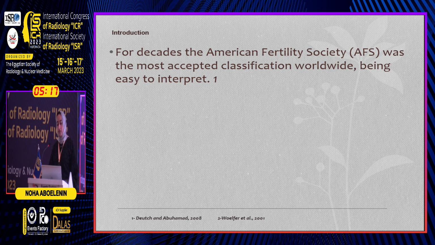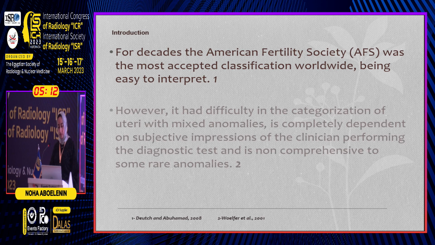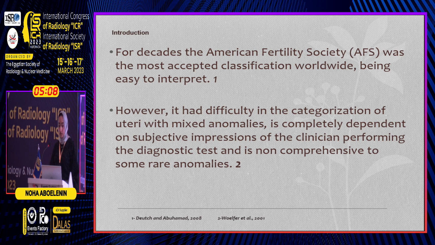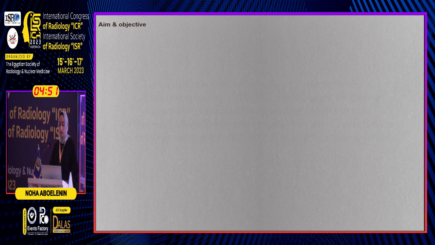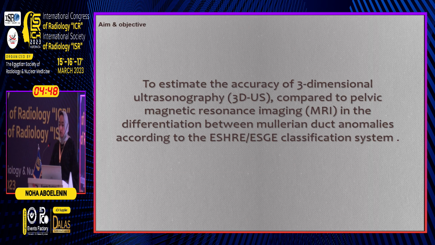For decades, the American Fertility Society classification was the most accepted worldwide, being easy to interpret. However, it had difficulty in the categorization of uteri with mixed anomalies, is completely dependent on the subjective impressions of the clinician performing the diagnostic test, and is non-comprehensive for some rare anomalies. In 2013, the European Society of Human Reproduction and Embryology and the European Society for Gynecological Endoscopy developed a new classification based on the anatomy of the female genital tract. Aim: to estimate the accuracy of 3D ultrasound compared to pelvic MRI in the differentiation between Mullerian duct anomalies according to the European classification system.